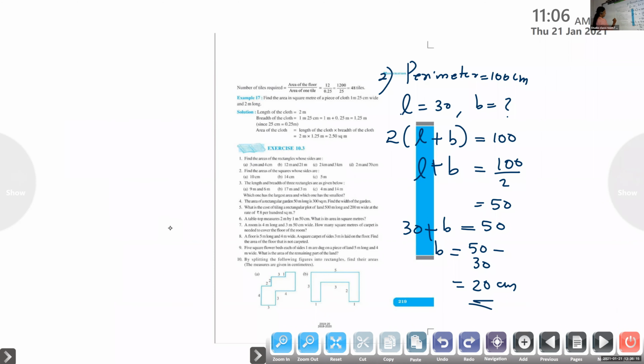Is the third question finished? Yes, ma'am. Then fourth question. Ma'am, we did a similar area question of a rectangular garden. No, ma'am, we didn't do. So will you do it as homework? Okay, four, five, six, seven, that is homework. Page number 219. Eight, nine, ten, I will discuss now.